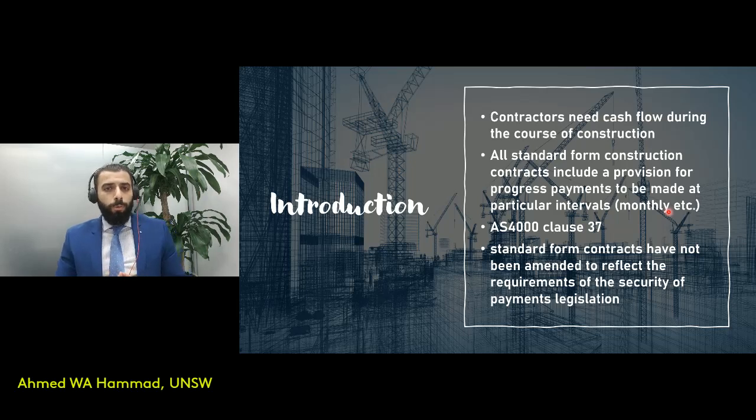Now, all standard forms of construction contracts include provisions for progress payments to be made to these contractors. And a specific interval is usually specified in these contracts. An example of a provision in one of these standard form contracts is AS 4000, clause 37.